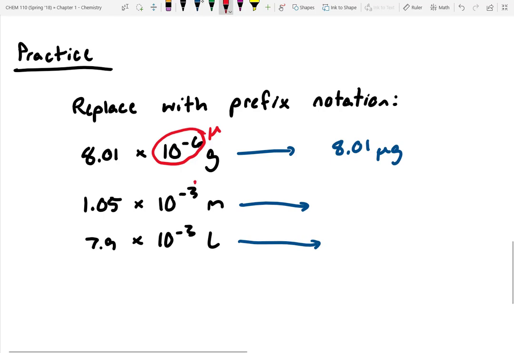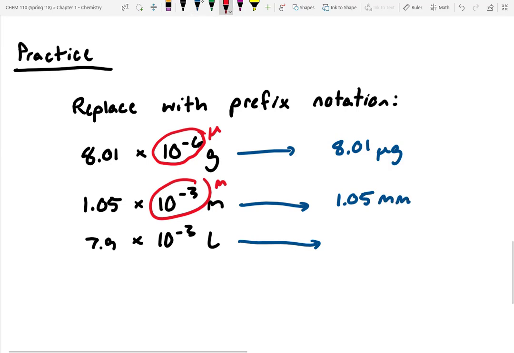All right, next one, we've got 10 to the -3. What is that? Milli. So we've got lowercase m, not capital M. Sometimes students use capital M. That actually means mega, which is 10 to the 6th, not 10 to the -3. So this one would be 1.05 millimeters.